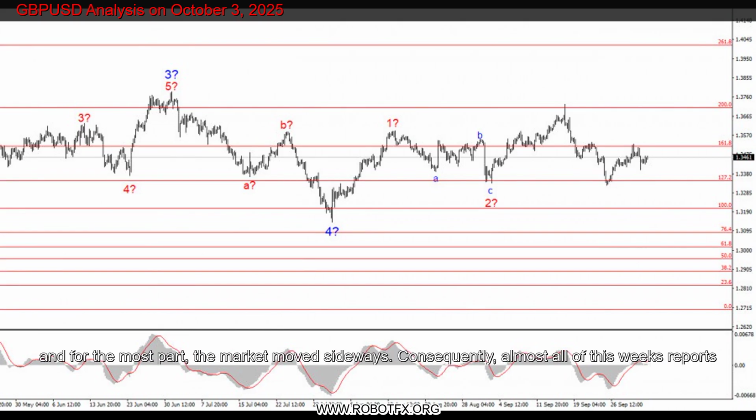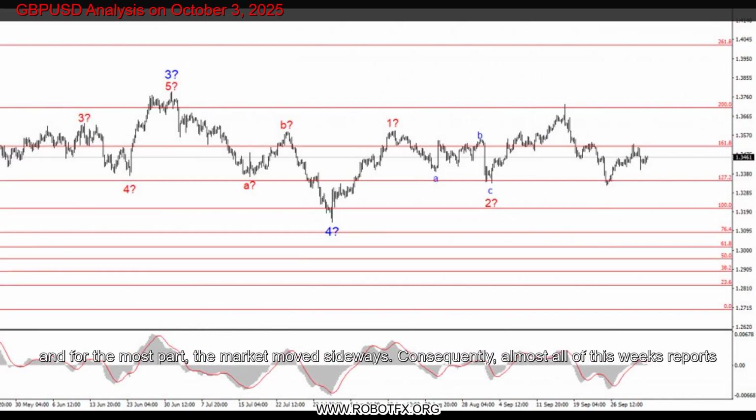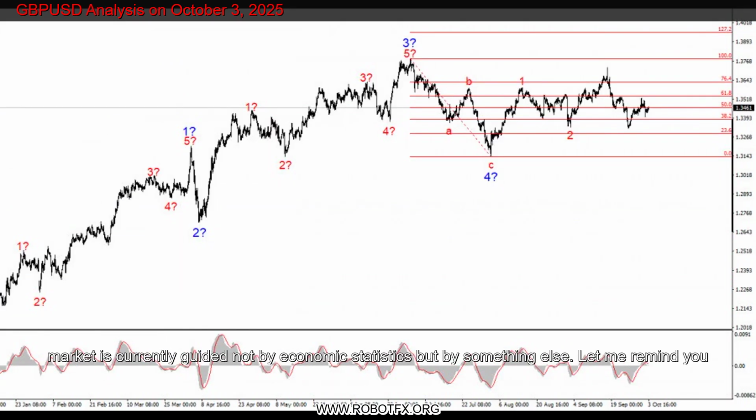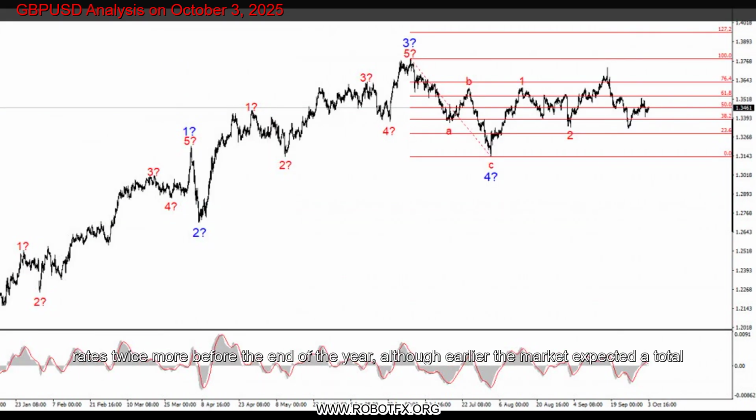Let me remind you that even if we abstract from this week's events, the Fed is still likely to cut rates twice more before the end of the year, although earlier the market expected a total of 2 rounds of easing only in 2025. The US labor market shows no signs of recovery. Other economic indicators also continue to decline, and the most important reports, non-farm payrolls, unemployment rate, and CPI will not be released at all this month. I believe the GBPUSD exchange rate should already be a couple of figures higher than current levels.